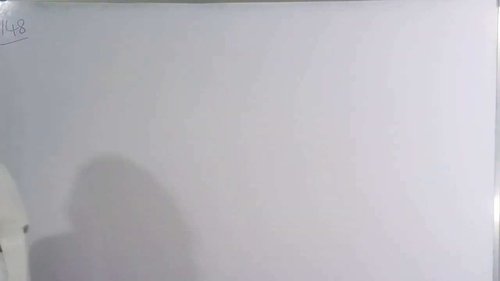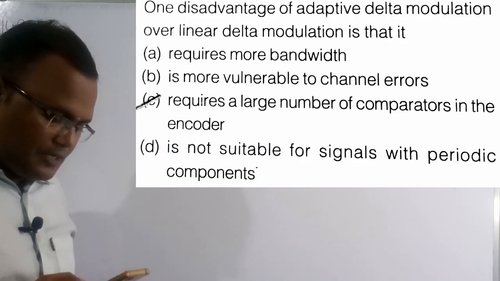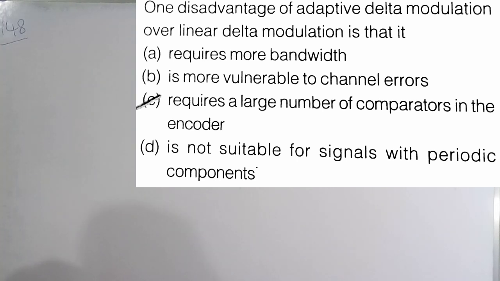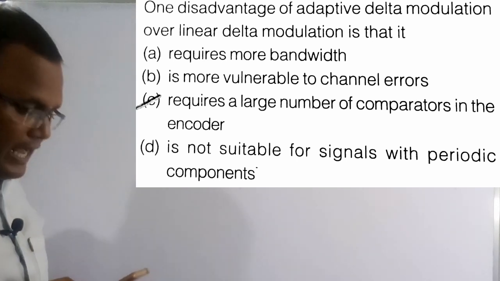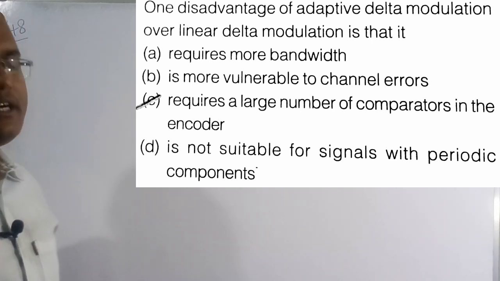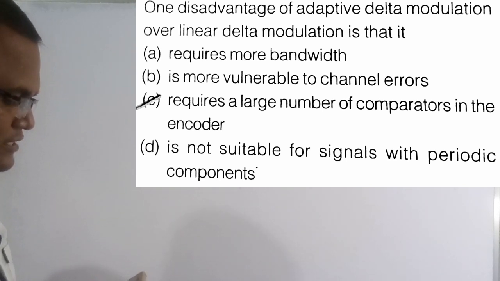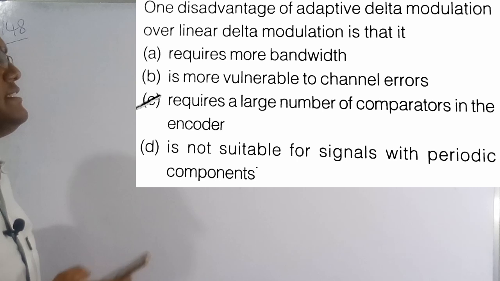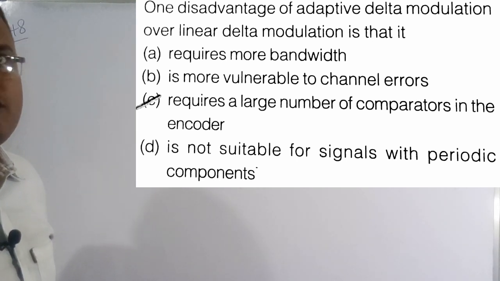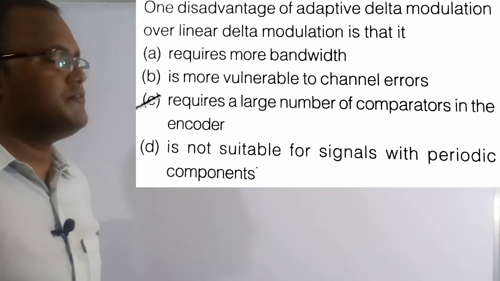Now we are going to solve the 148th question. See the question here. One disadvantage of the adaptive delta modulation over the linear delta modulation is that... So we have to find what the disadvantage of the adaptive delta modulation is when compared to the linear delta modulation. Out of the four options, option C: it requires a large number of comparators in the encoder. Basically, in adaptive delta modulation we use more comparators in the encoder. Then we will see why. So option C is the correct solution of this question.